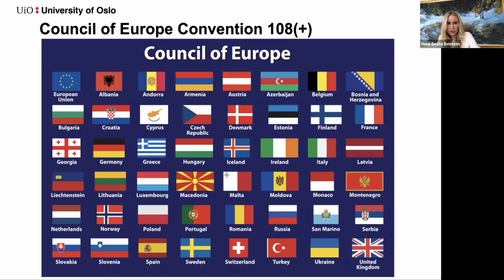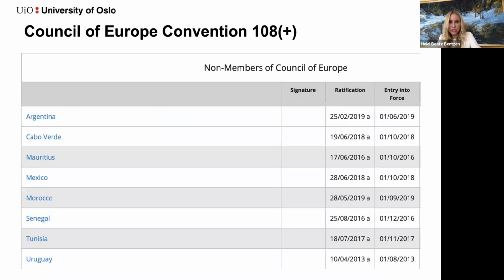So those are the 47 countries who are members of the Council of Europe. And in addition, it's Argentina, Cape Verde, Mauritius, Mexico, Morocco, Senegal, Tunisia, and Uruguay. So in all of these 55 countries, the elements of the GDPR you will also see in these countries' data protection legislation because they build on the same convention, which is the Council of Europe Convention 108.